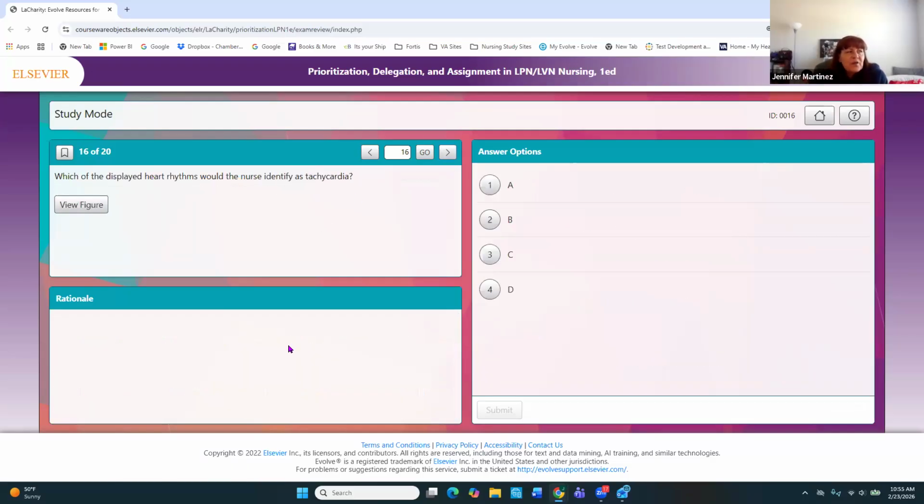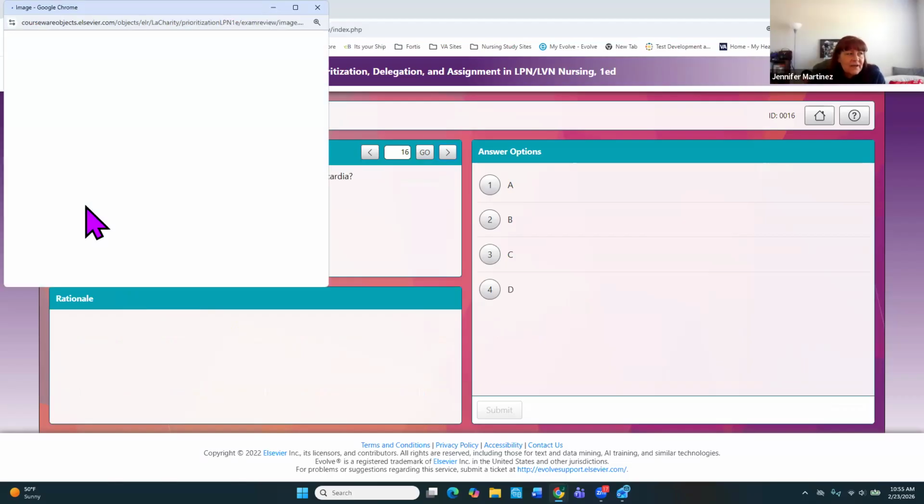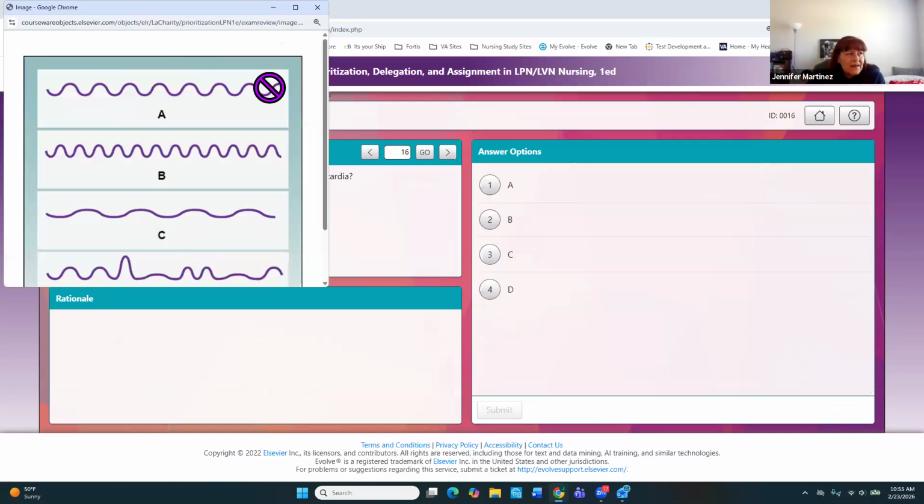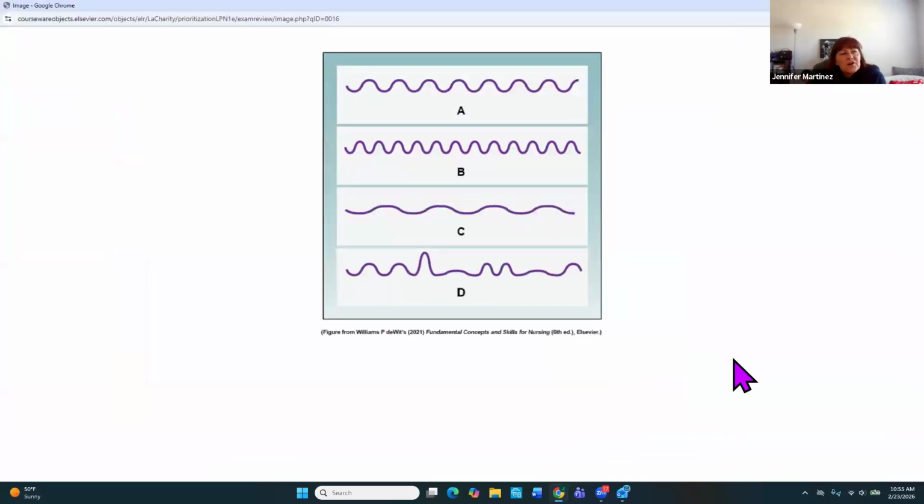All right. Which of the displayed heart rhythms would the nurse identify as tachycardia? So here we go. Can y'all see that? I don't know if I can move it or make it bigger for some reason. There we go. All right. So which one of these is tachycardia? A, B, C, or D?